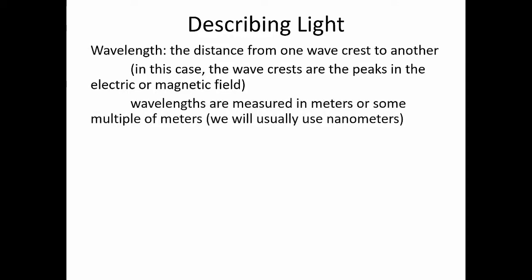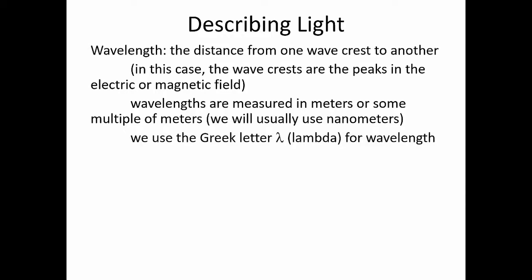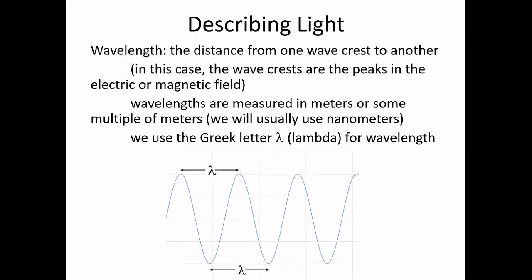The wavelengths are measured in some multiple of meters. It'll depend on the type of wave that you're dealing with. They have a huge range of wavelengths, as you'll see. When we're talking about visible light, we're going to be using nanometers. We'll also use an unusual symbol for the wavelength, the Greek letter lambda, and practice drawing it, I guess, or just get used to seeing it.